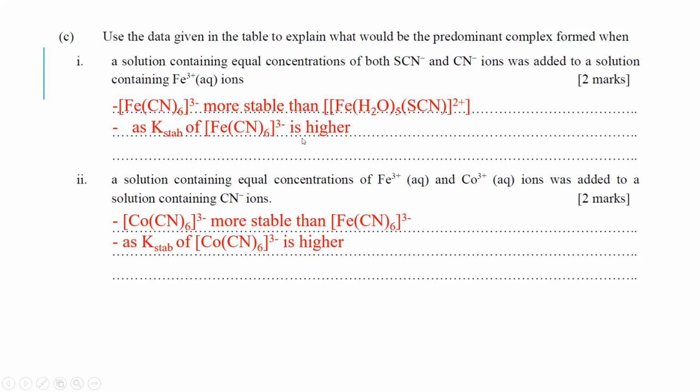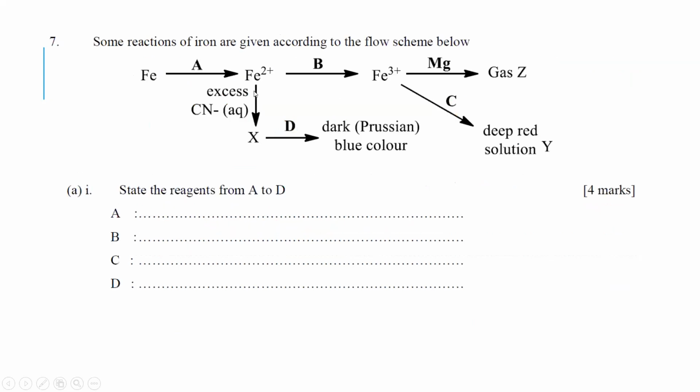Okay, so then let's go to number 7. This is a little bit difficult because this is from a very old past year question. But never mind, we'll try to solve it together. Where Fe first reacts with A to form Fe2+. So A very obviously is an oxidizing agent, because you oxidize Fe to Fe2+. So you use any oxidizing agent. And then from B, Fe2+ becoming Fe3+ is another oxidizing agent again.